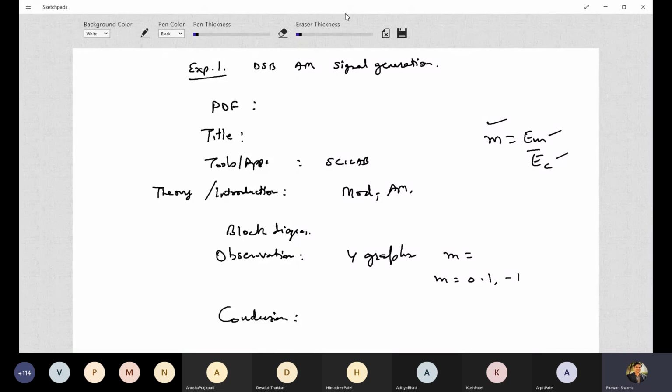I believe there is no confusion. This PDF file you have to name as per the following rule. For example, if your roll number is 19BIT220, you will submit this PDF as experiment1 underscore and then your roll number, the entire roll number. This is where you have to upload.